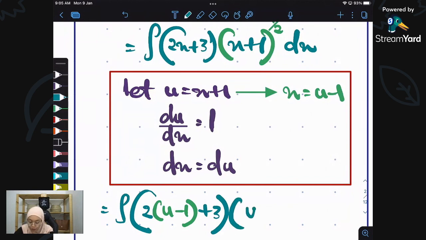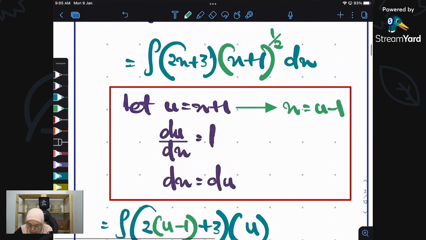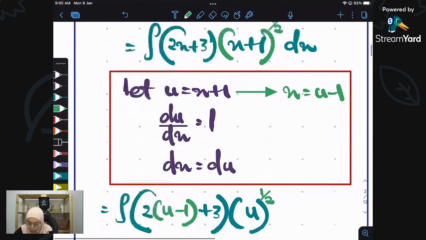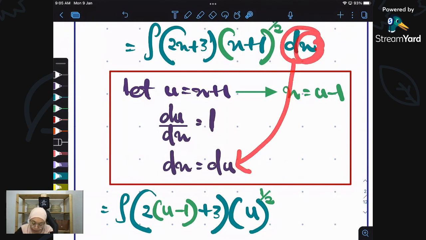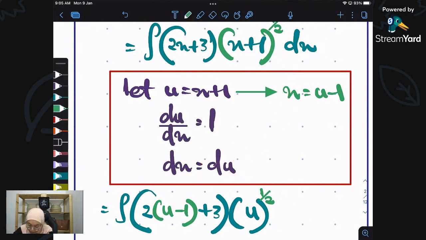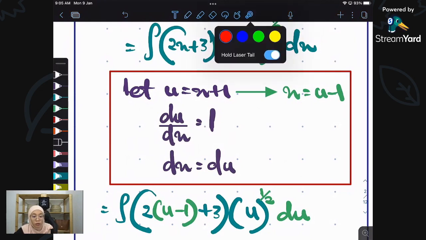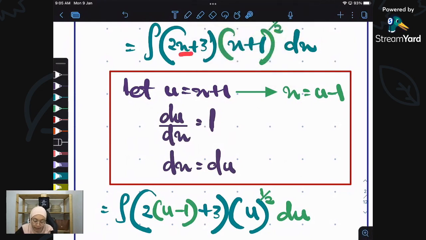Times u to the power of... what? 1 over 2. And then my dx has already become du, so I must put du over here. You will see a magic there. That is called substitution. Whatever letter x is here, everything is changed into the letter u instead. That is called the substitution method.